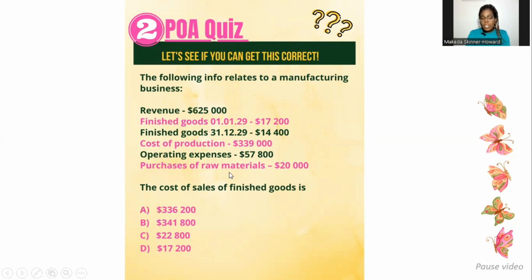And they gave us the purchases of raw materials costs. They want us to calculate the cost of sales of the finished goods. So which option is the correct one?